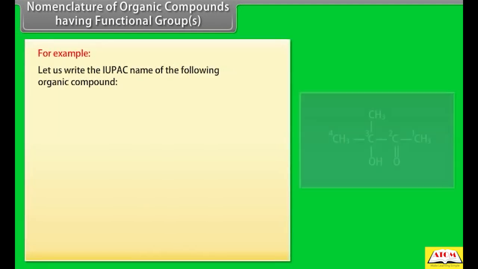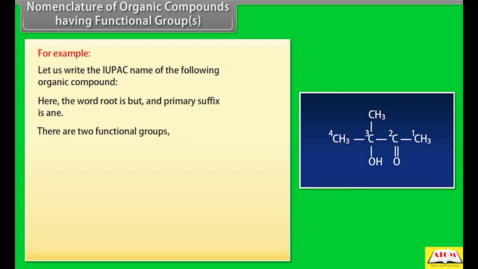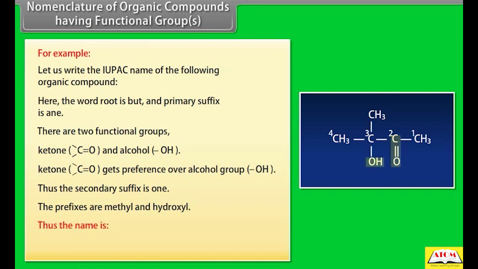For example, let us write the IUPAC name of the following organic compound. Here, the word root is but, and the primary suffix is ane. There are two functional groups, ketone and alcohol. Ketone gets preference over the alcohol group. Thus, the secondary suffix is one. The prefixes are methyl and hydroxyl. Thus, the name is 3-hydroxy-3-methylbutan-2-one.